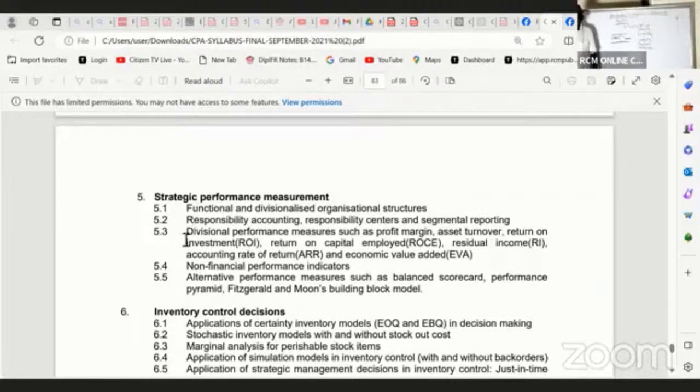And I would want strategically to go to 5.4: non-financial performance measures and these alternative performance measures using the balanced scorecard, performance pyramid, and Fitzgerald and Moon building block model. So this is what I'm discussing today. Only this. Once I clear them, I should be able to go home.